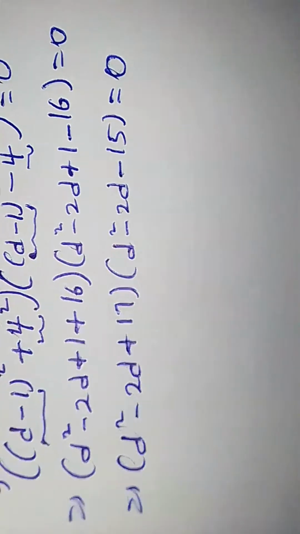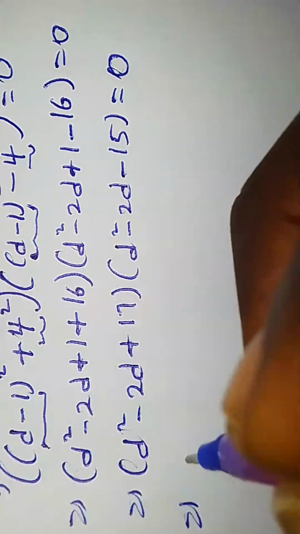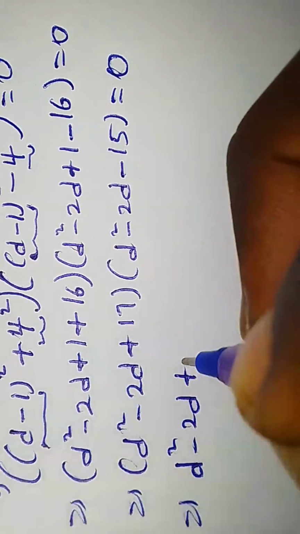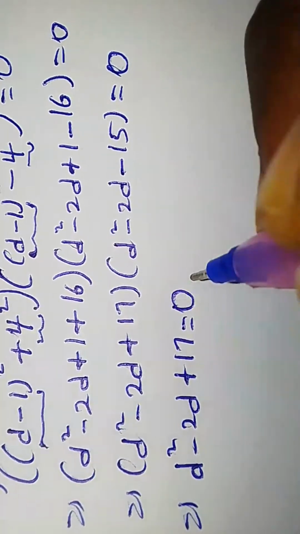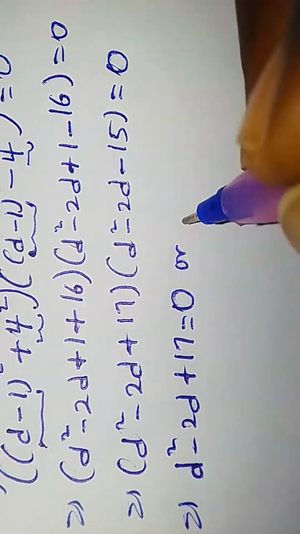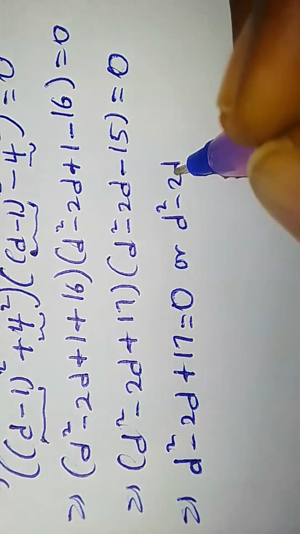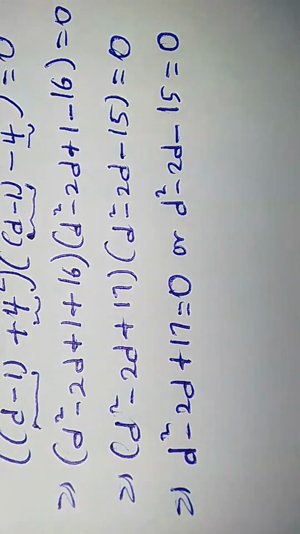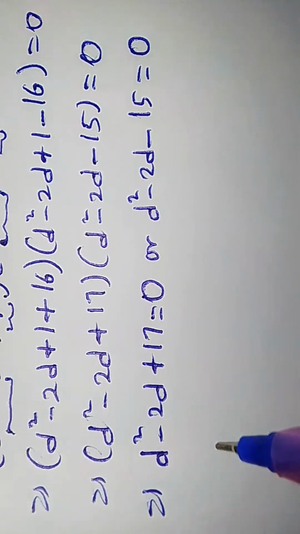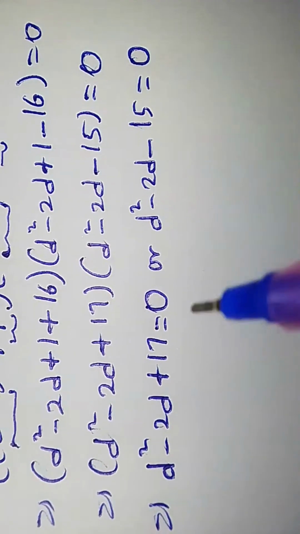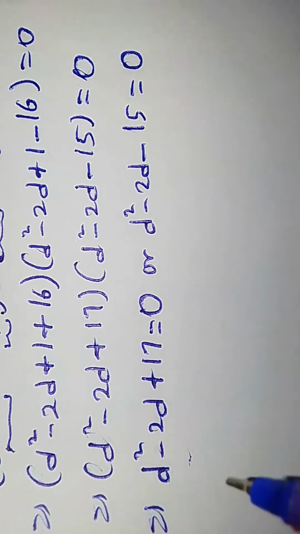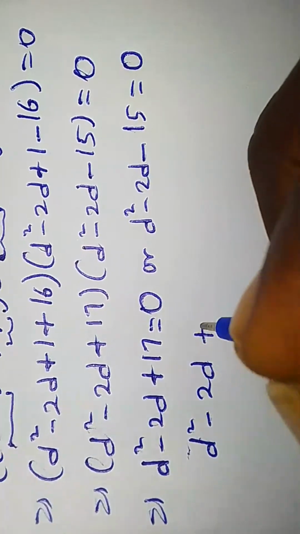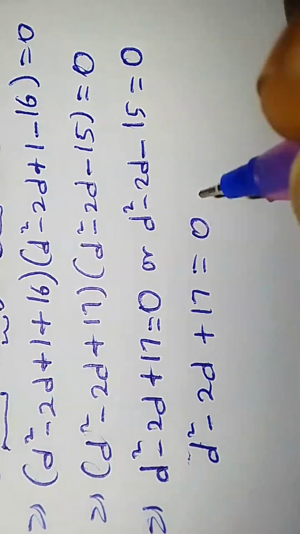Let's proceed further. This implies that d^2 - 2d + 17 is equal to 0, or d^2 - 2d - 15 is equal to 0. Now, let us solve each of these quadratic equations. Let's consider this one first. We have d^2 - 2d + 17 equal to 0.